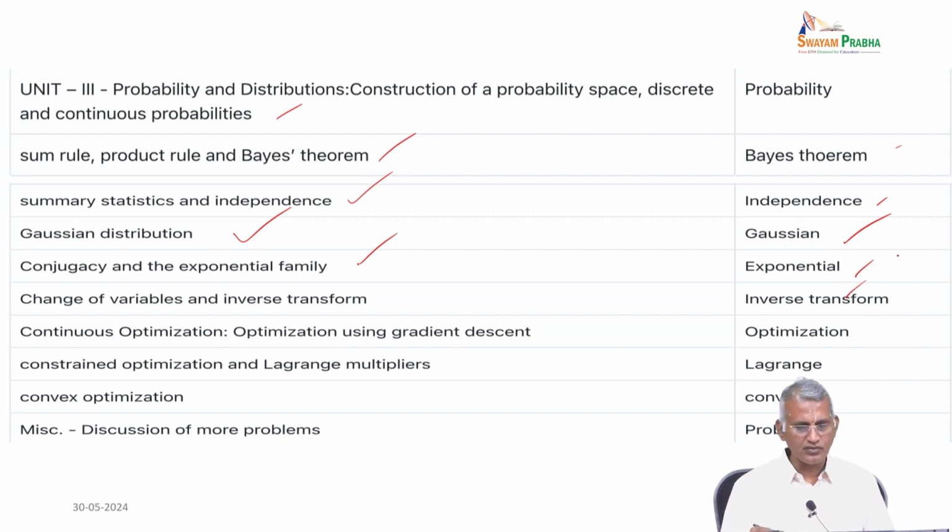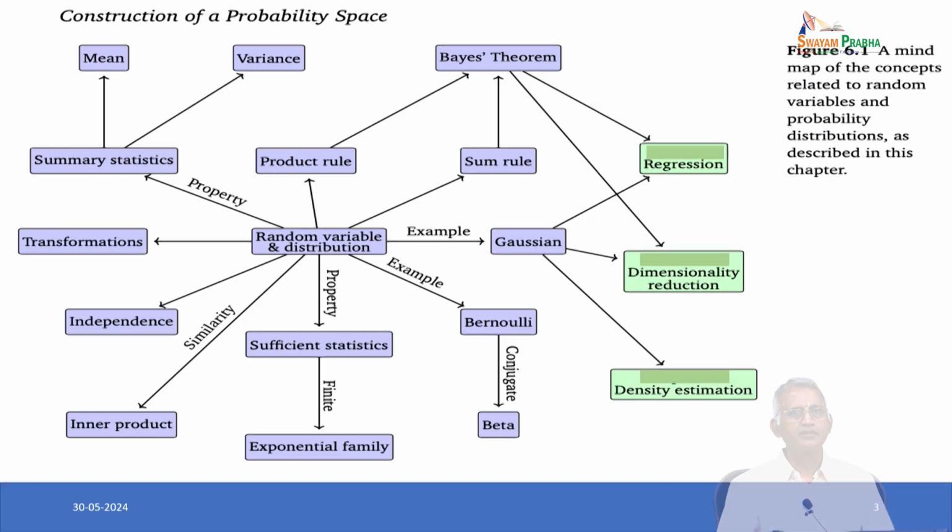Followed by this, we have optimization techniques. The optimization is subdivided into continuous optimization using gradient descent, and based on Lagrange's nonlinear equations, we have constrained optimization and Lagrange's multipliers, and based on that, convex optimization and some more problems we may discuss.